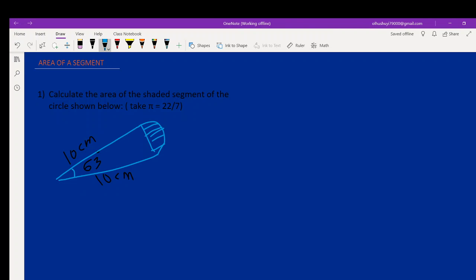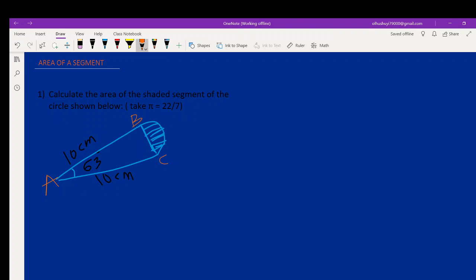Yes, it should look like this, such that it looks like a sector. So you have something like this. How do you calculate the area of the shaded segment of the circle? You pick the whole of this, it looks like a sector, right? Then you remove this triangle. Let me name it: you have A, B, C.